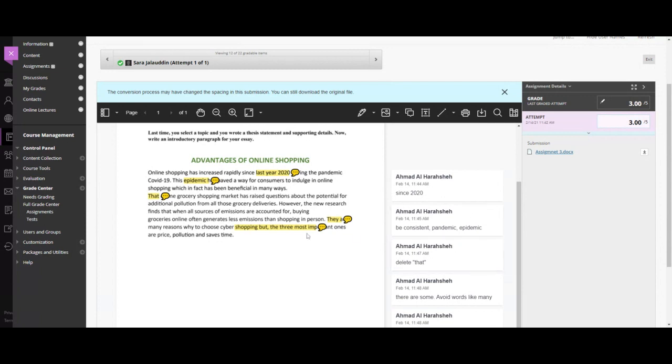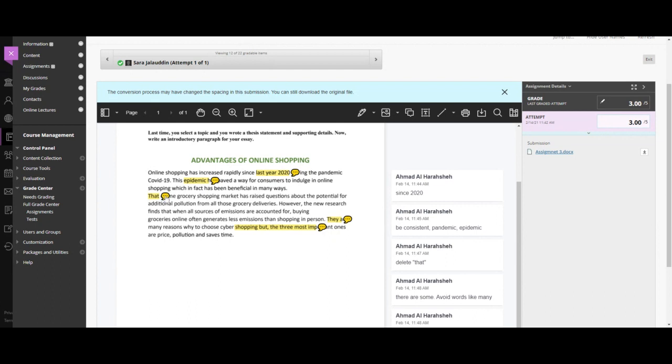Remember, you're telling us that we don't rewrite the same words again and again, like repeating it. So that's the reason I have changed it. You can say COVID-19, for example, has paved, right? Or it. Use the pronoun. If you'd like to avoid repeating the same word, use pronouns in order to refer to it. It paved a way for consumers to indulge in online shopping, which in fact has been beneficial in many ways.